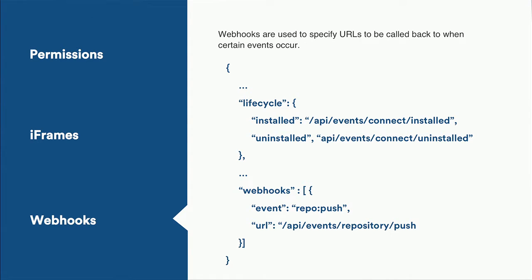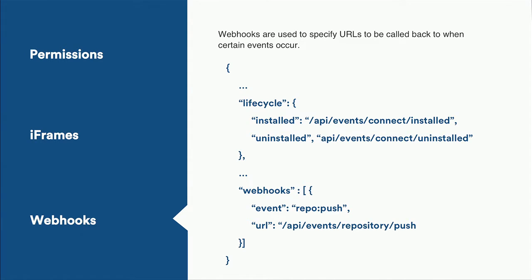I've also highlighted the lifecycle section. While these aren't webhooks per se, they behave in much the same manner and are usually called when certain events occur with your integration, such as when a user installs it or uninstalls it. The user then, on an installation, will also have to accept the permissions that you set in your scope to allow your integration to make those requests.